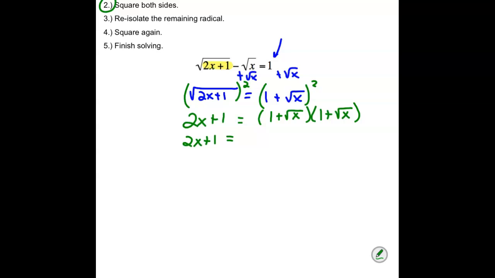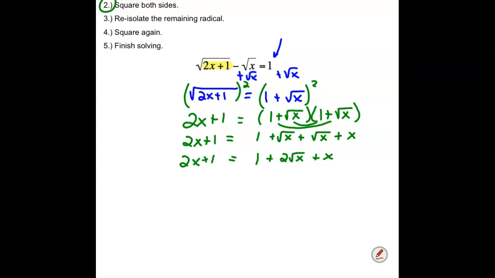FOILing that, we get 1 times 1 is 1. Outsides, we get 1 square root of x. Insides, we get another 1 square root of x. And our last term is the square root of x times the square root of x, which is plain x. Okay, cleaning this up a little bit, we have 1 plus 2 square roots of x plus an x.